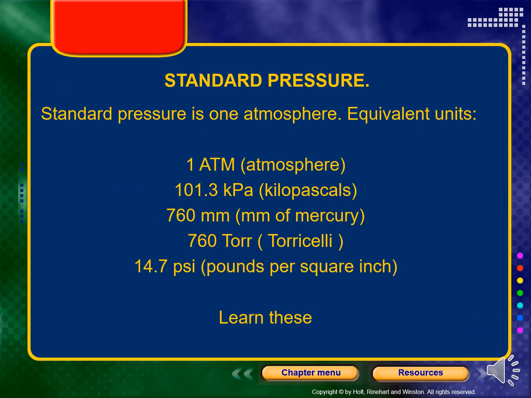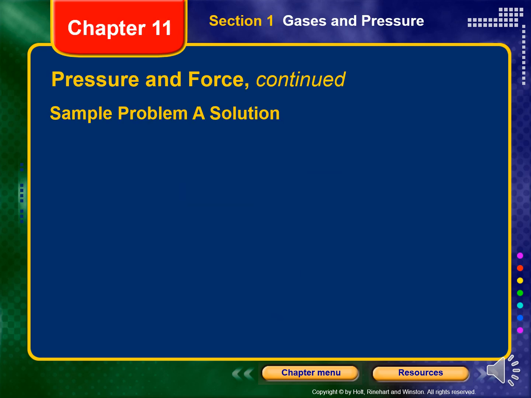This is an important page in that you need to learn these. 1, 2, 3, 4, 5. There's pretty much 5 things. They're all equal to each other, and they are all standard pressure. Standard pressure is 1 atmosphere. 760 millimeters is 1 atmosphere. 760 torr, 1 atmosphere. 14.7 psi, 1 atmosphere. Get the idea.